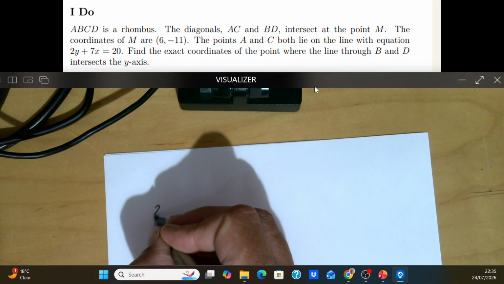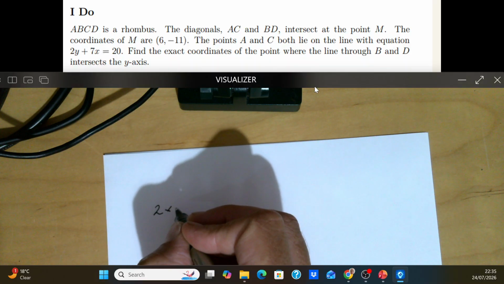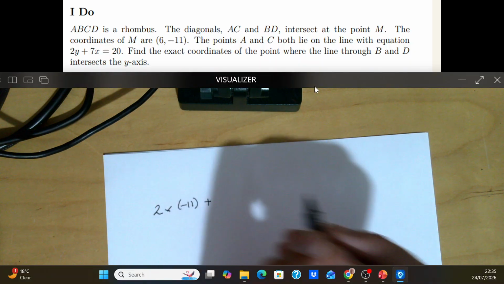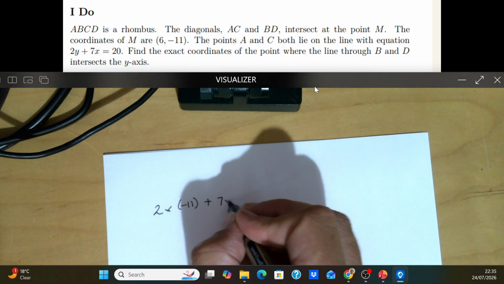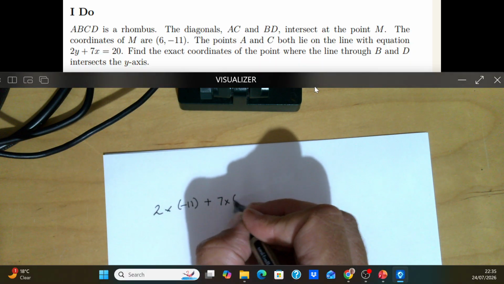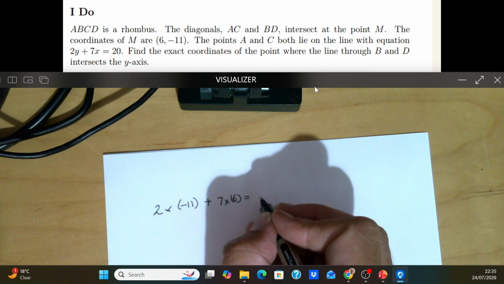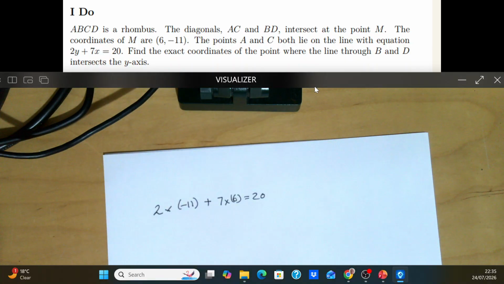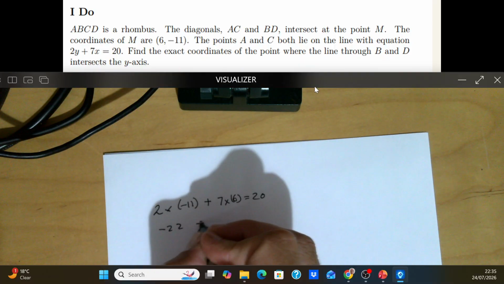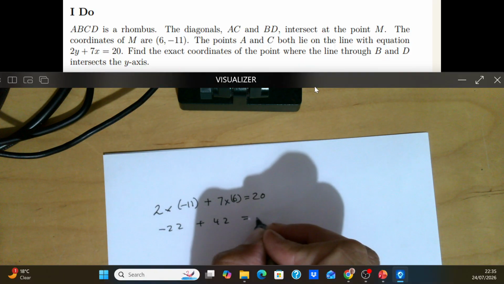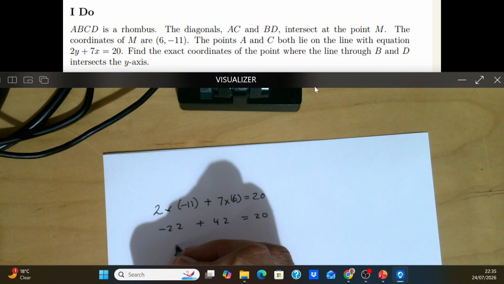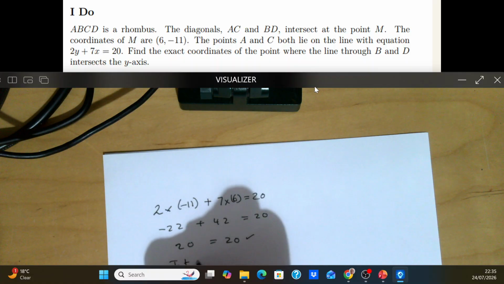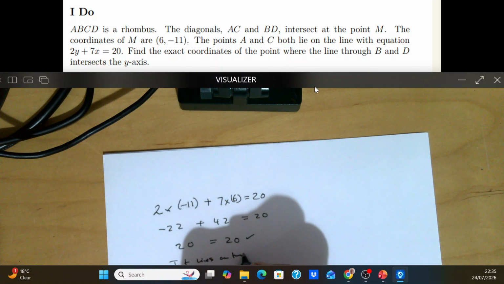We'll just check that. So it's going to be 2 times our y value plus 7 lots of our x value equals 20. Minus 22 plus 42 equals 20. Just write that down. 20 equals 20. So it lies on the line.